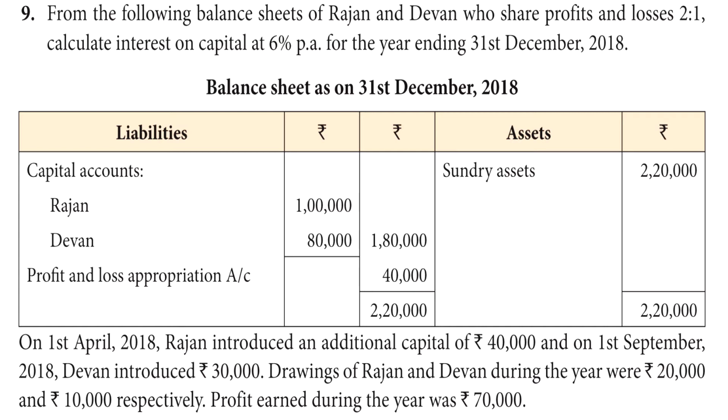Some liabilities are given. Capital is given of Rajan and Devan. Total capital is 1,80,000. Profit and loss appropriation account, that balance is also given, 40,000. Assets are given, that we don't need here. On 1st April 2018, Rajan introduced an additional capital of rupees 40,000, and on 1st September 2018, Devan introduced rupees 30,000. Drawings of Rajan and Devan during the year were rupees 20,000 and rupees 10,000 respectively. Profit earned during the year was rupees 70,000.